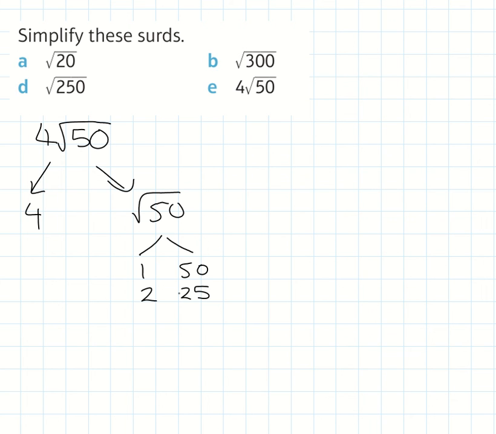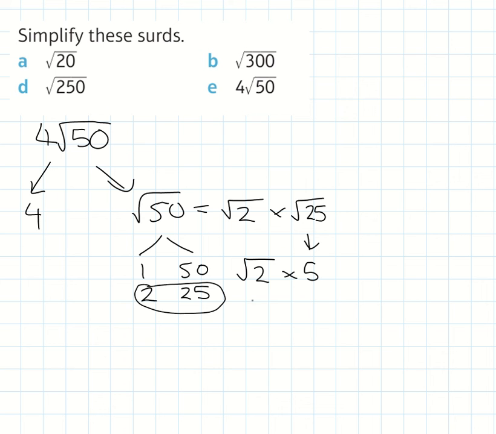I'm going to stop there because 25 is a square number and it's going to be the biggest one I'm going to get. So I'm going to keep that factor pair as the one I'm going to split it up into. So that's the square root of 2 times the square root of 25. I know the square root of 25 is 5. So that's the square root of 2 times 5, which is the same as saying 5 root 2.